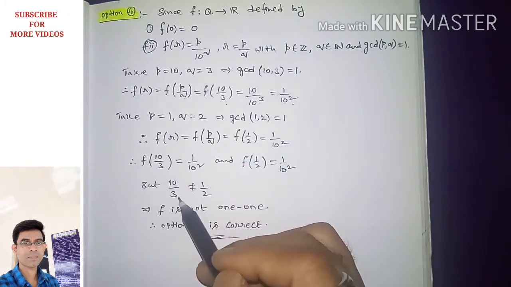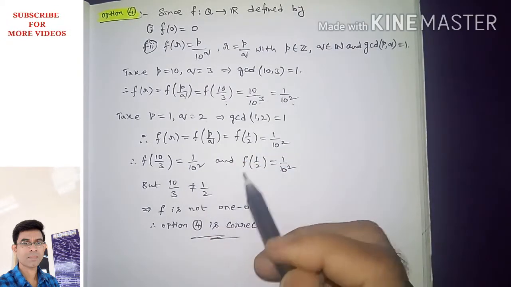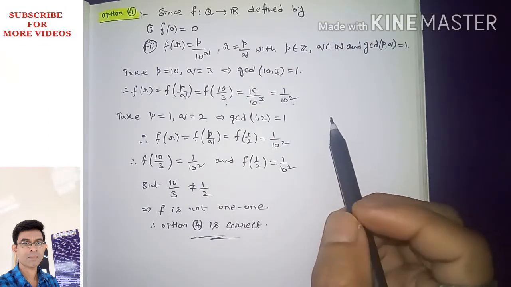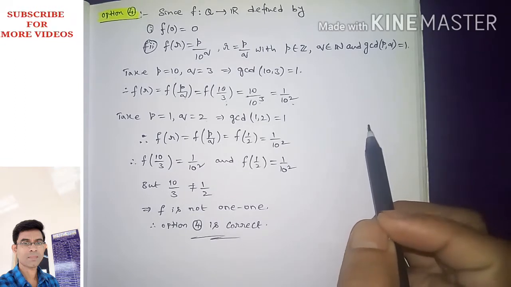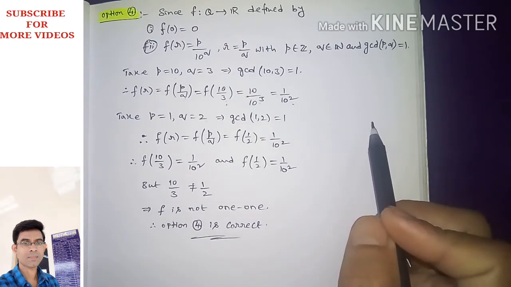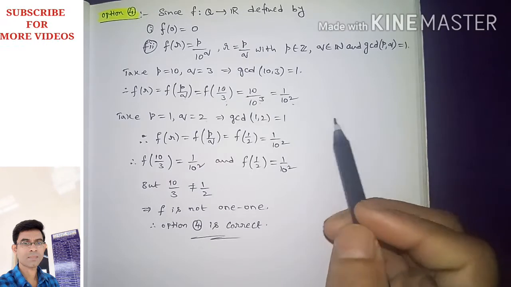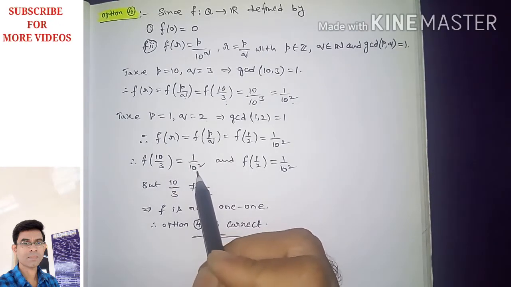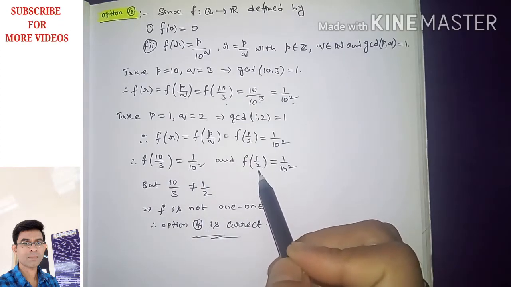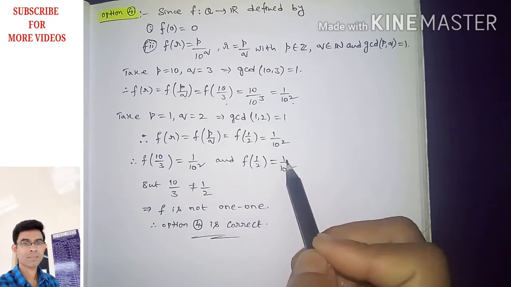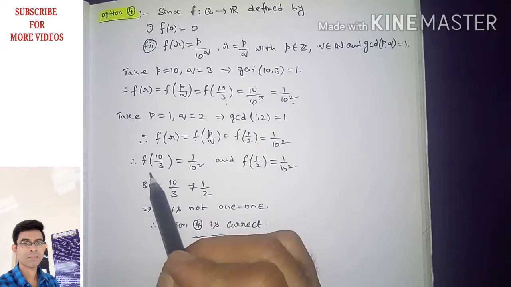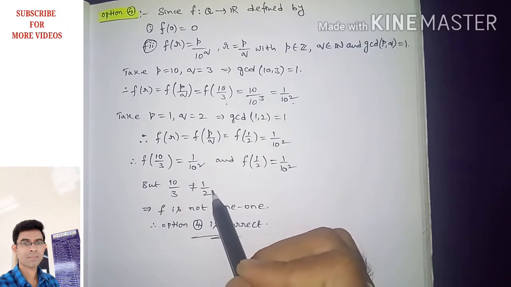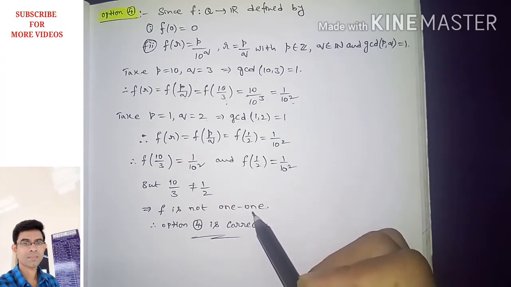But 10 by 3 is not equal to 1 by 2. So here f is not a one-one function, because whenever f of a is equal to f of b implies a is equal to b, then we say that f is a one-one function. But here f of a, in place of a we have 10 by 3, which is equal to 1 by 10 square, and f of b, that is f of 1 by 2, is 1 by 10 square. But 10 by 3 is not equal to 1 by 2, that means a is not equal to b, so f is not one-one.